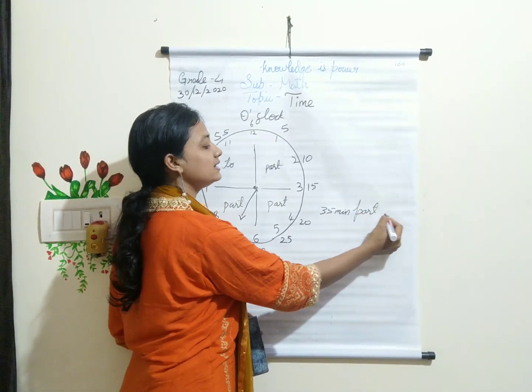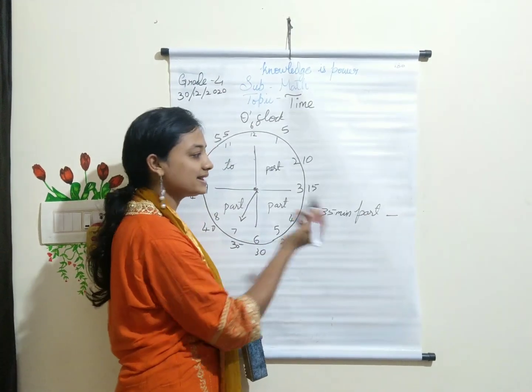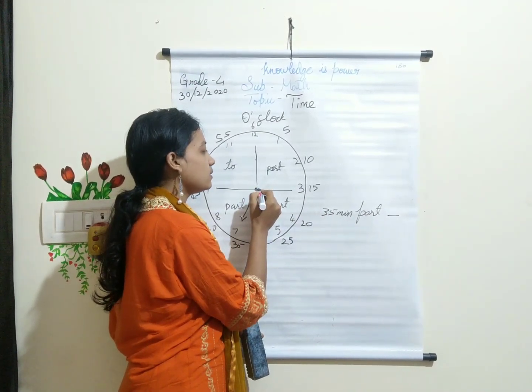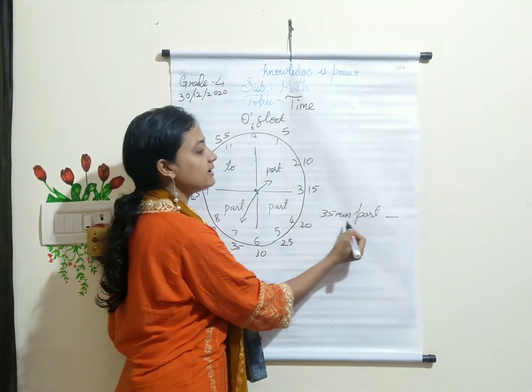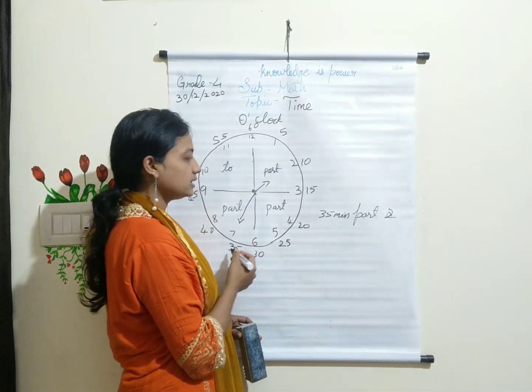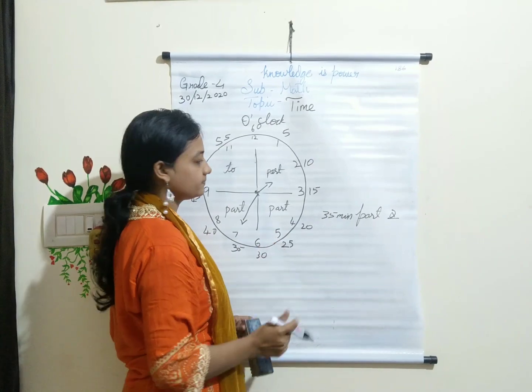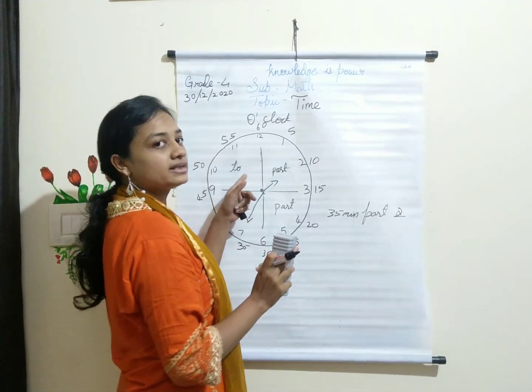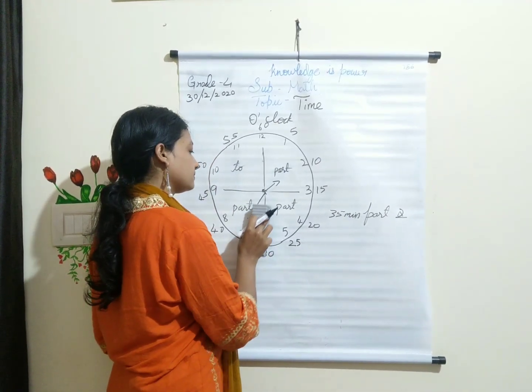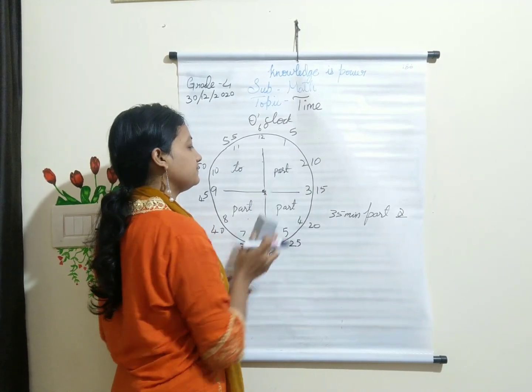Past, what is the next number? Whichever number my small hand shows, that number I will say. Example, if my small hand is showing 2, I'll say 35 minutes past 2. This is how I say time in words. What about the 4th part? The 4th part is a little different.